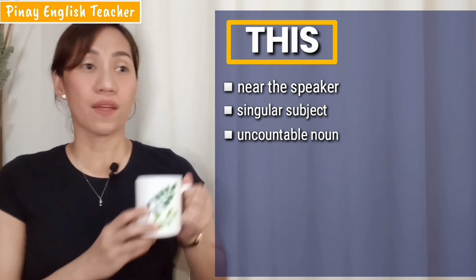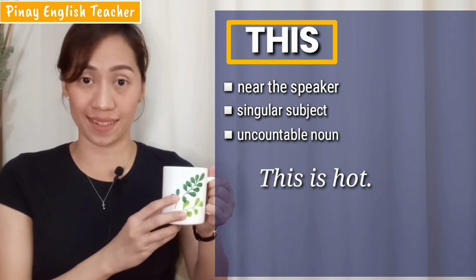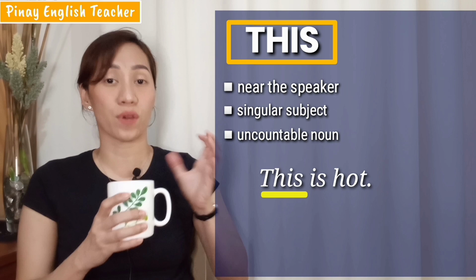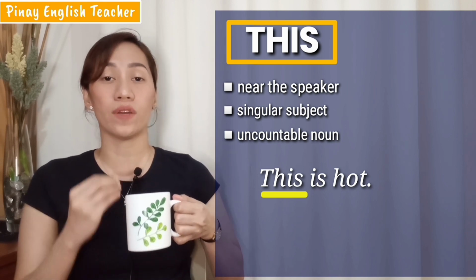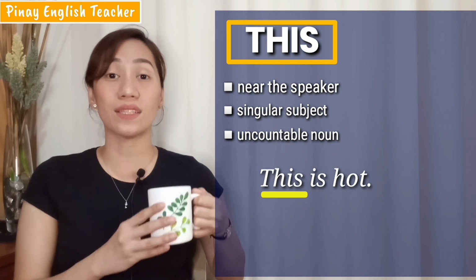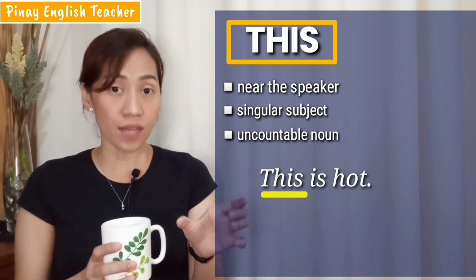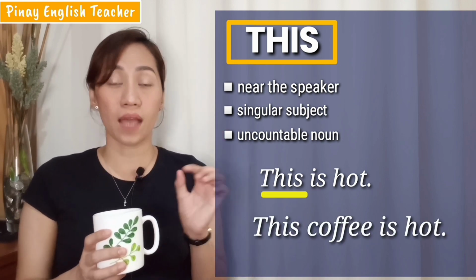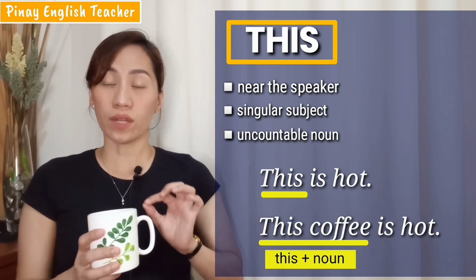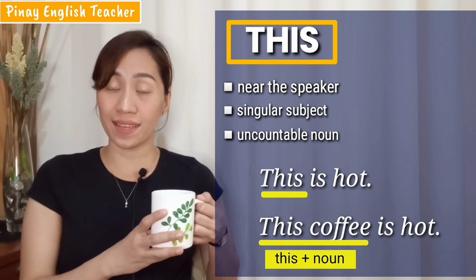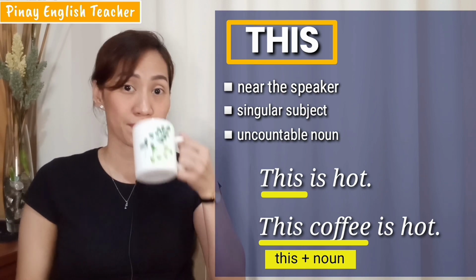I can say, this is hot. Yung this yung ginamit ko because of course I'm talking about the coffee. It's an example of an uncountable noun. This. This is hot. Pwedeng this lang yung subject ninyo sa sentence na yan o kaya this tapos noun. Yung word na coffee ay isang noun. So I can say this coffee is hot.